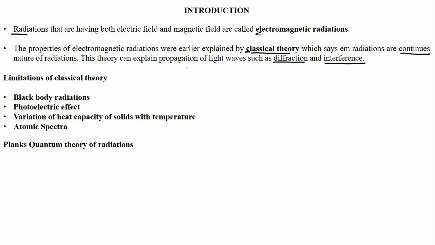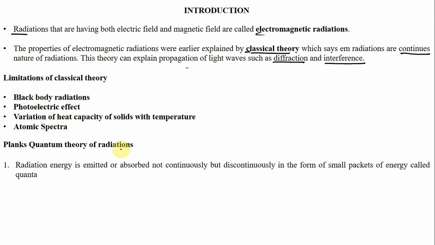So in view of the limitations of this classical theory, another theory was given by Planck, and this is called Planck's quantum theory of radiations. So what are the main postulates or the main assumptions of this Planck's quantum theory?